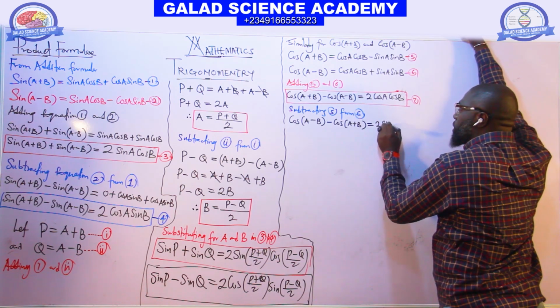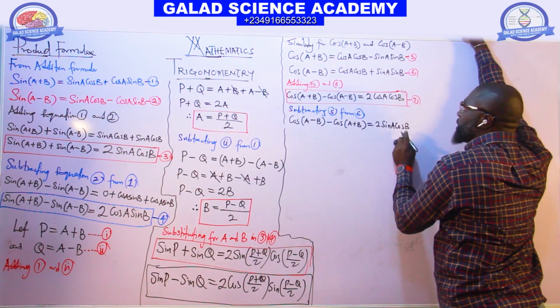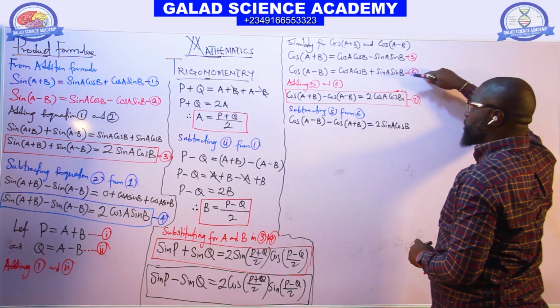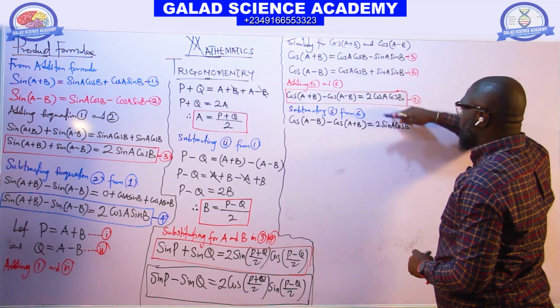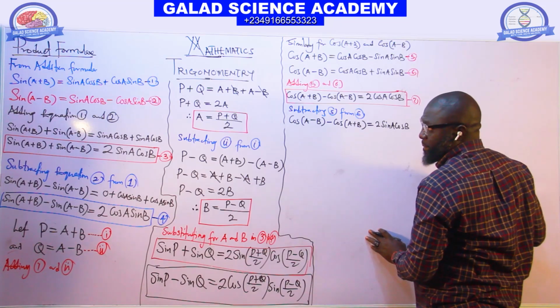2 sin A sin B. By subtracting 5 from 6, this will cancel each other. Minus times minus gives us plus. So you add this together. And the same we applied here.